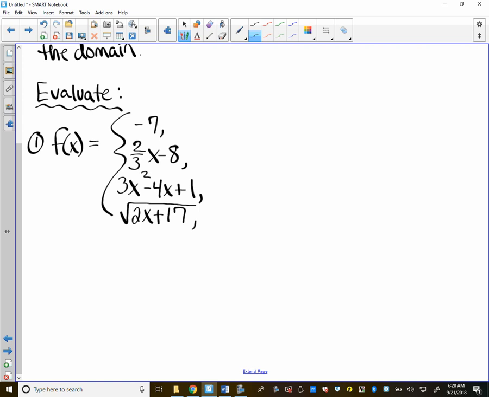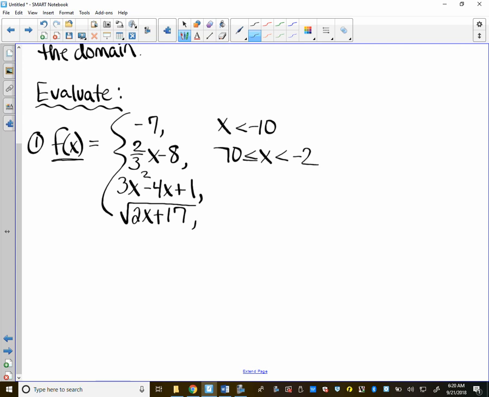So the first piece is going to have, sometimes you'll see the word if. Sometimes it'll be there, sometimes it won't. The first piece, the y values will equal -7 if the x values are less than -10. The y values will be represented by 2/3 x minus 8 if the x values are between -10, including -10, and -2, but not including the -2.